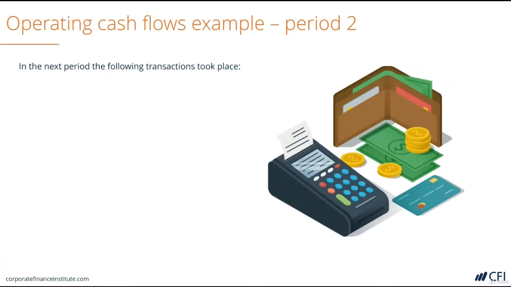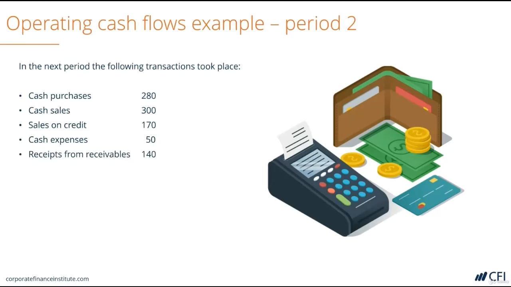Now let's look at a slightly more complicated period number 2. Here are the transactions that took place during the period. Cash purchases of 280, cash sales of 300, sales on credit of 170, cash expenses of 50, receipts from receivables of 140, depreciation of 55, and again, there is no inventory left at the end of the period. Now let's calculate the cash flow statement.